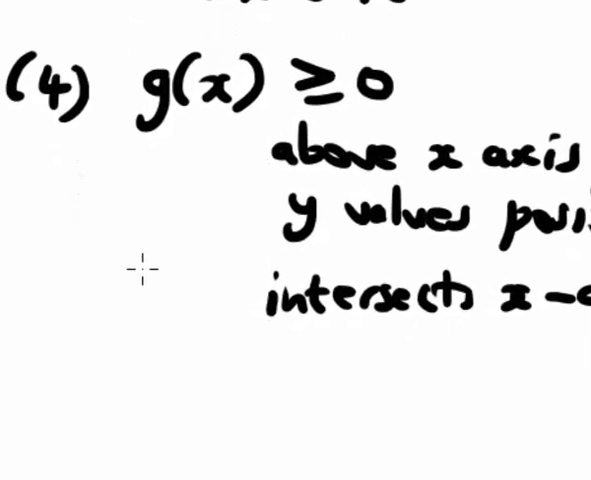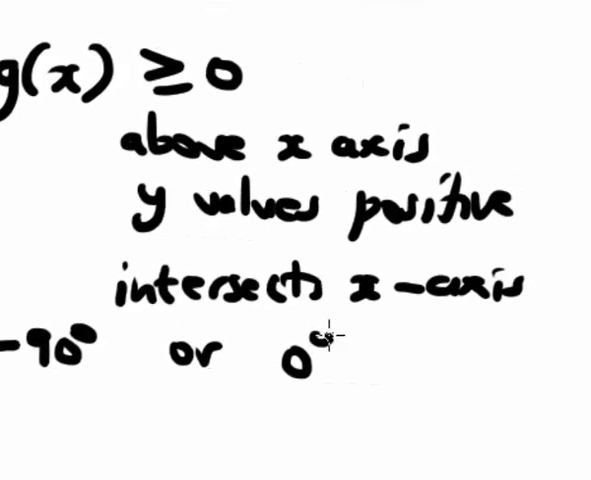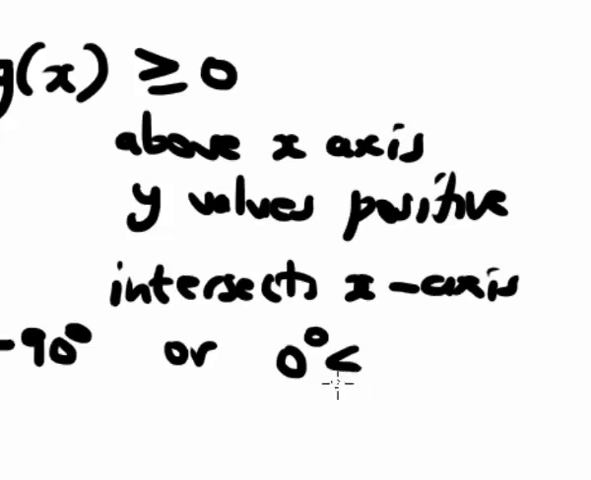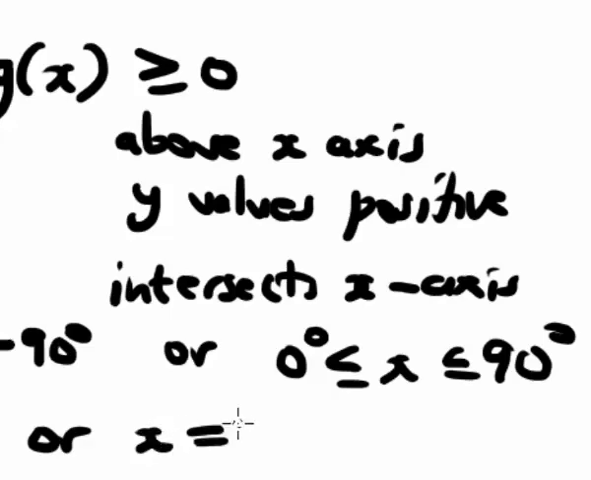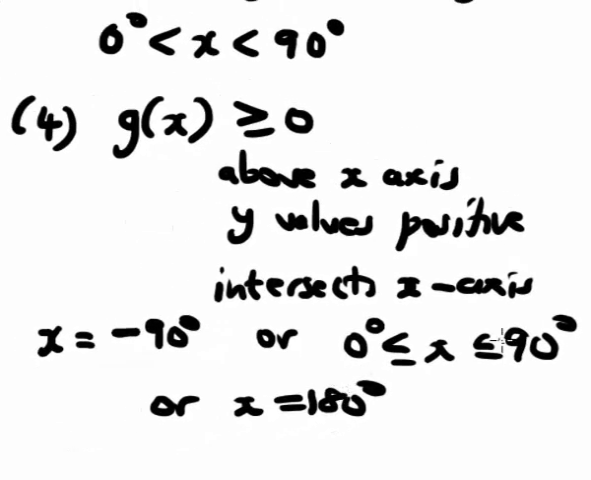So with this one, we can say x = minus 90, or we can go from 0 ≤ x ≤ 90, or x = 180 degrees there. What a pleasure.